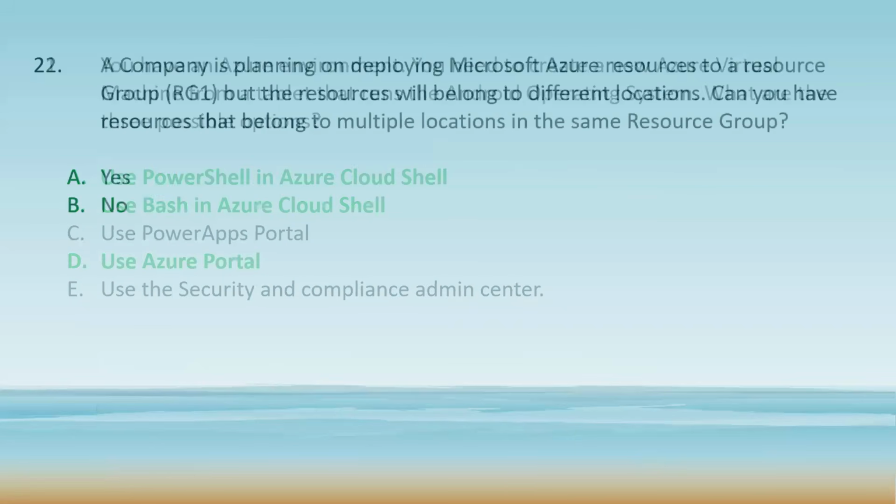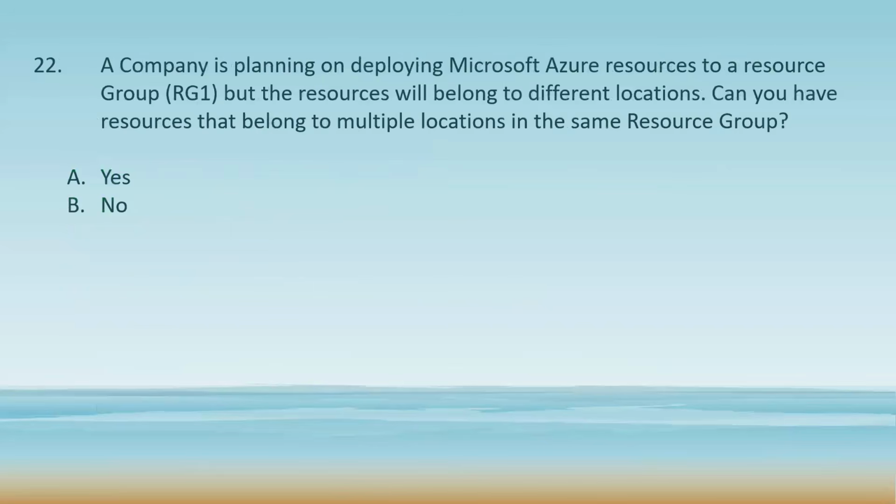Moving on to question number 22. A company is planning on deploying Microsoft Azure resources to a resource group RG1, but the resources will belong to different locations. Can you have resources that belong to multiple locations in the same resource group? You need to choose between yes or no.